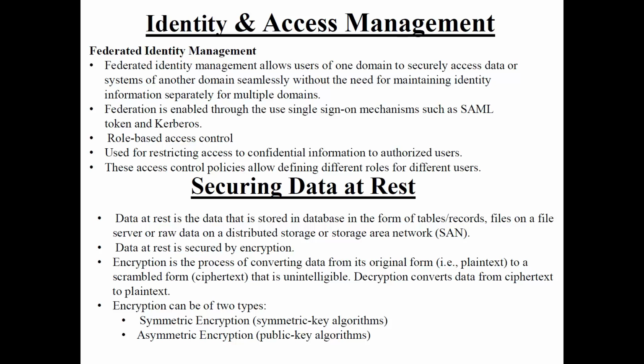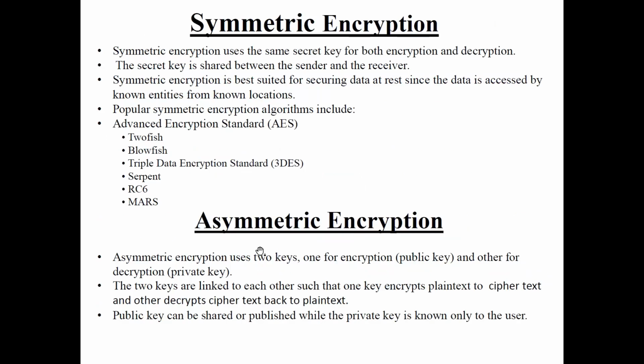Encryption is of two types, symmetric and asymmetric. Symmetric encryption uses the same secret key for both encryption and decryption, and the secret key is shared between sender and receiver. Symmetric encryption is best suited for securing data at rest, since data is accessed by known entities from known locations. And these are some examples of the Advanced Encryption Standard.